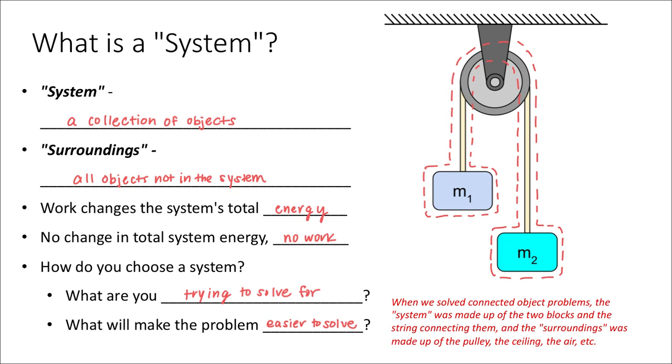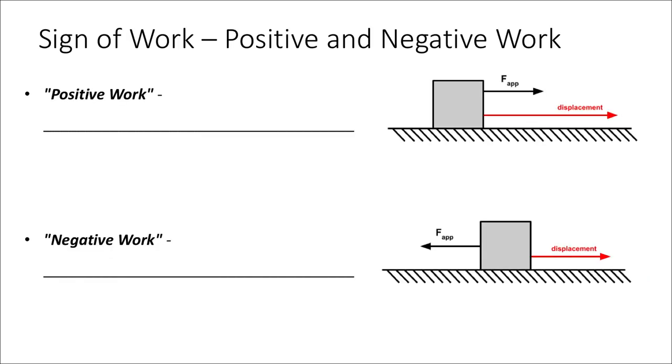And so it made analyzing the system much more difficult. By leaving the pulley out of our system, we were able to solve this problem much more easily. So when you're asked to solve a problem involving energy transformations or a system, it's important to take a moment and think about which objects would make sense to include in the system and which objects would make sense to leave out.